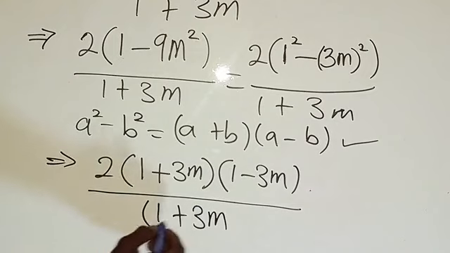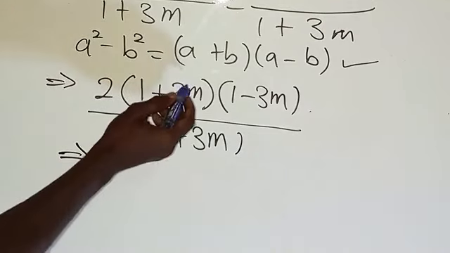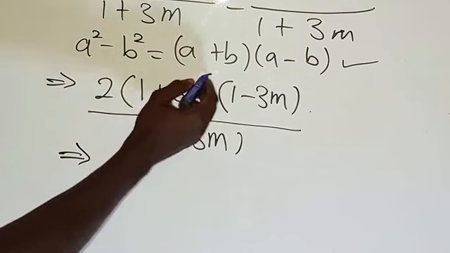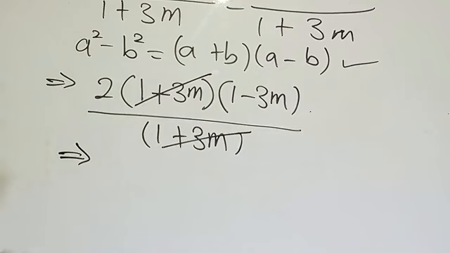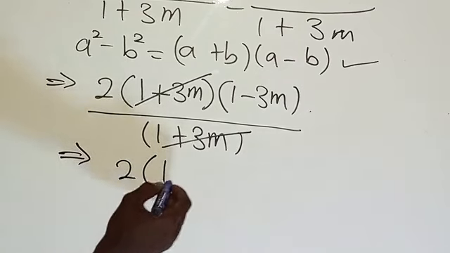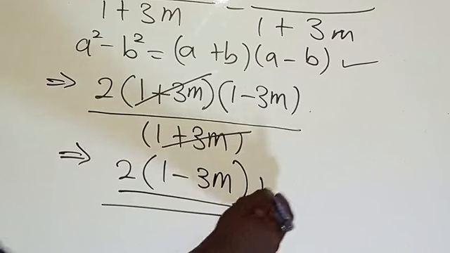So now as you can see here, we have a common factor in both numerator and denominator. 1 plus 3m, 1 plus 3m, they are going to cancel. So we're going to have 2 into bracket 1 minus 3m. And that is our solution.